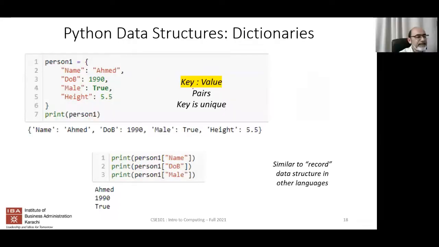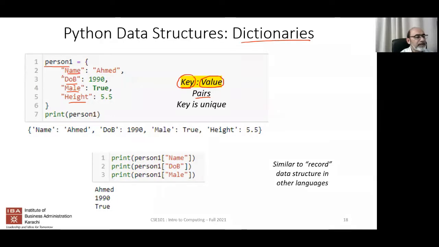It implies that, let's say, here's a data structure called a person. The person has a certain name, a date of birth, a gender, and a certain height. So the dictionary data structure, as Amar just pointed out, has pairs, and these pairs comprise a key and a value.